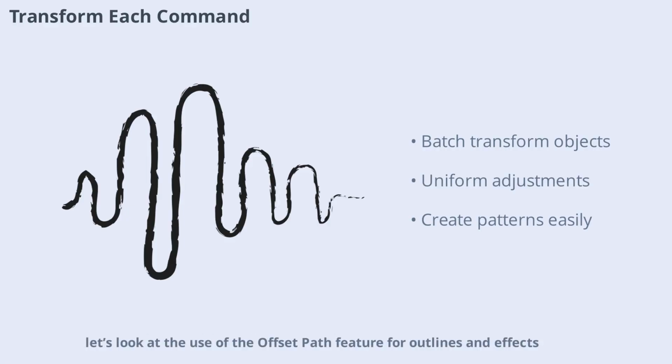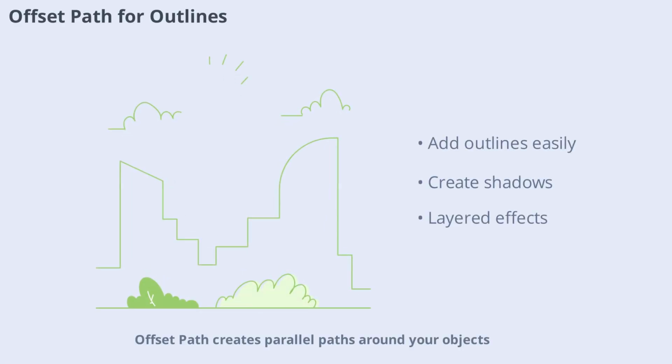Now, let's look at the use of the offset path feature for outlines and effects. Offset path creates parallel paths around your objects, perfect for adding outlines, shadows, or layered effects. You can specify the distance and join type for precise results. This feature is widely used in logo design, sticker creation, and decorative borders. Offset path helps you add depth and emphasis to your artwork without manual duplication. Once you master this tool, your designs will have a more polished and professional finish.